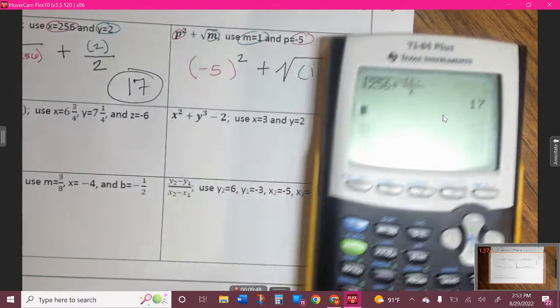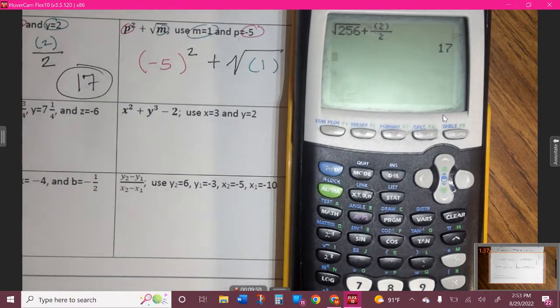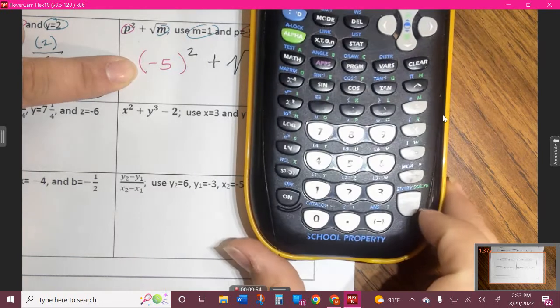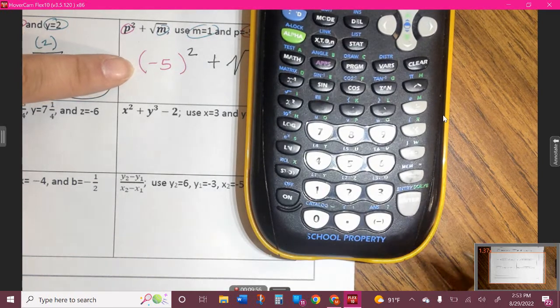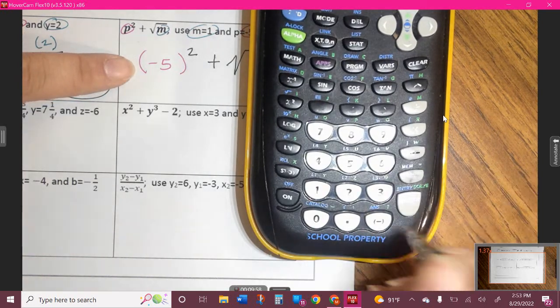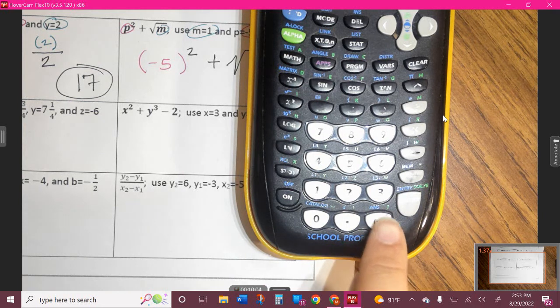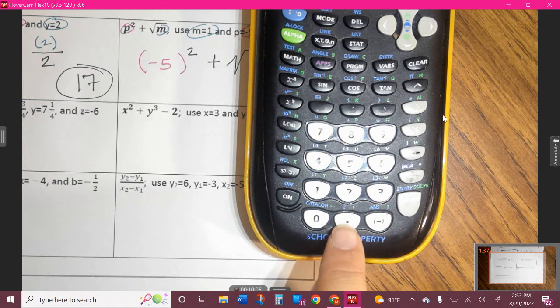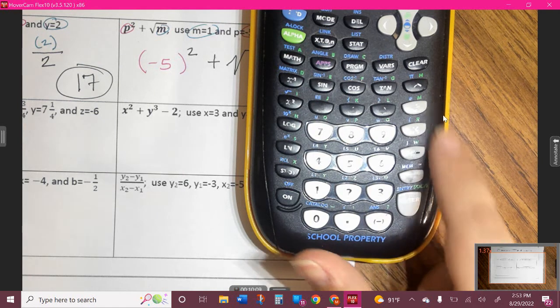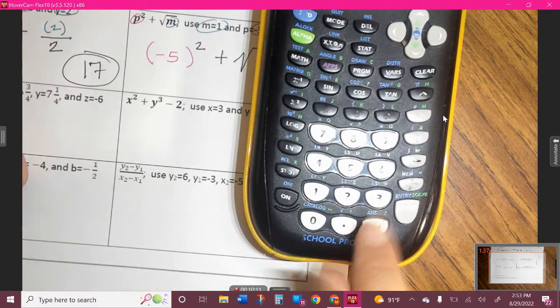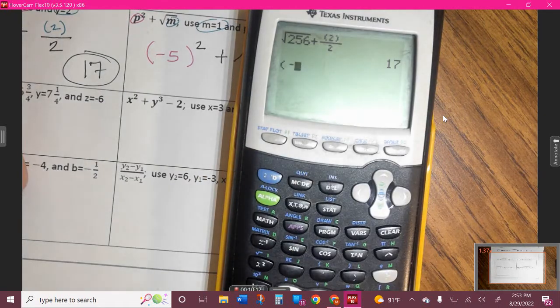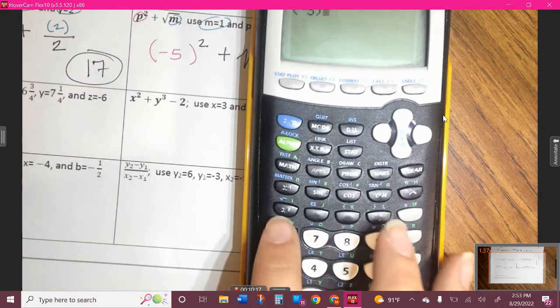So I've got -5 squared inside of parentheses, right? So open parentheses. Now, your calculator, you know that minus and negative are the exact same thing. Your calculator doesn't. So you do have to make sure you're clicking this white negative key by the decimal, not the gray minus key by the other operations. So we're clicking -5, and then we can close the parentheses. There's a button, x squared.